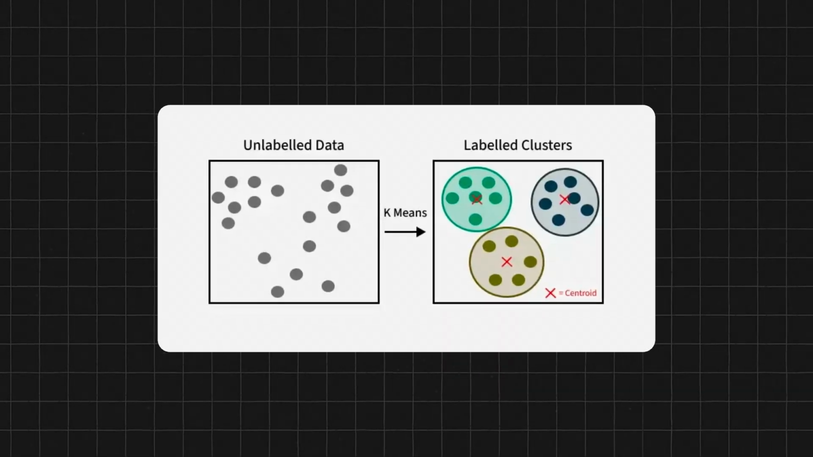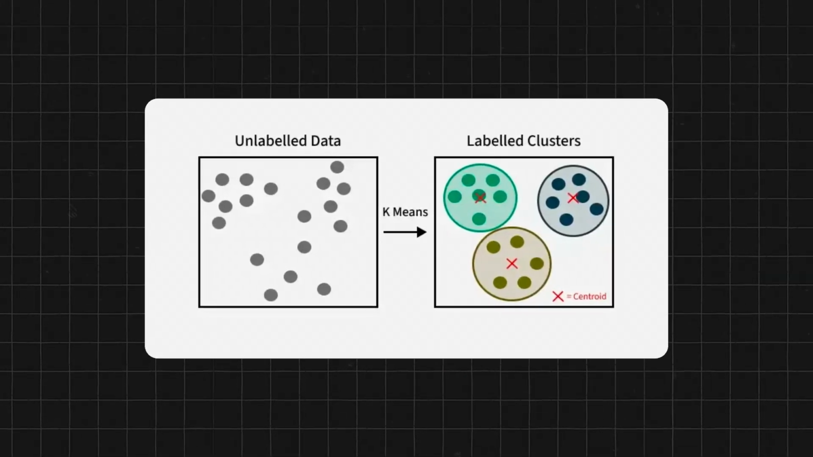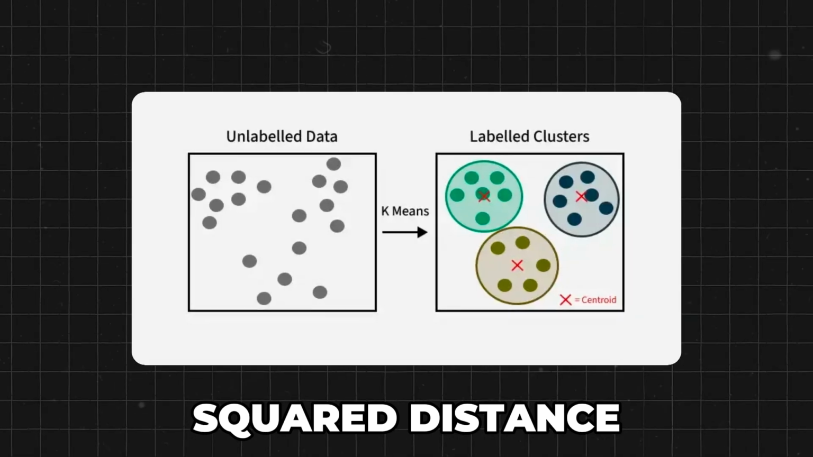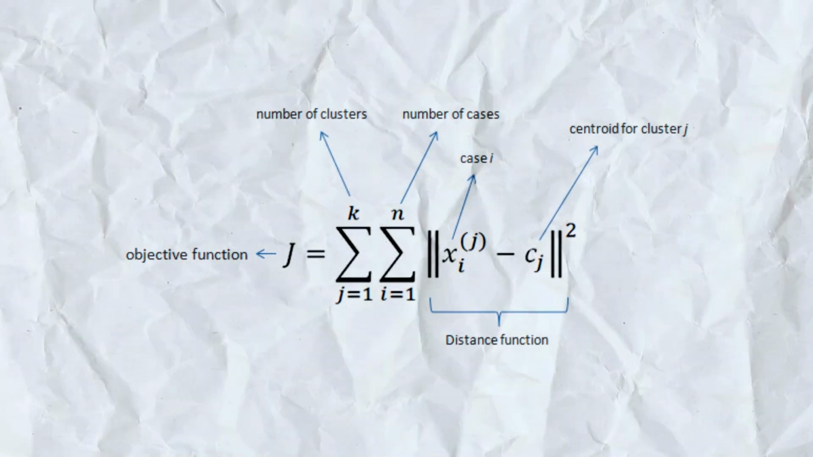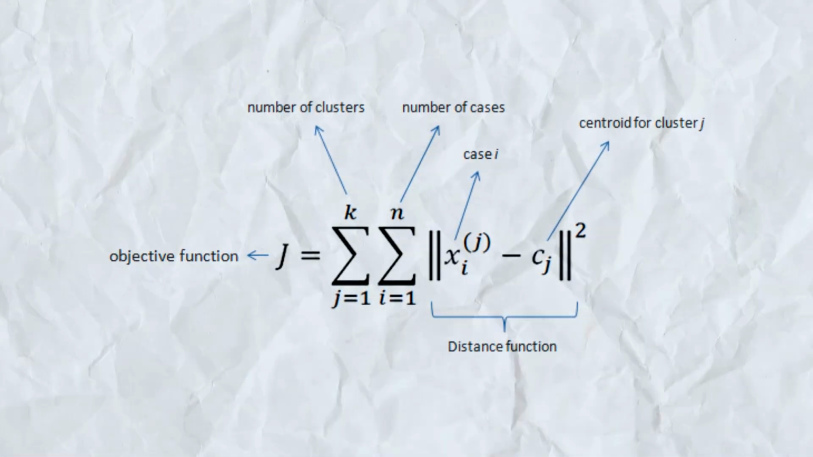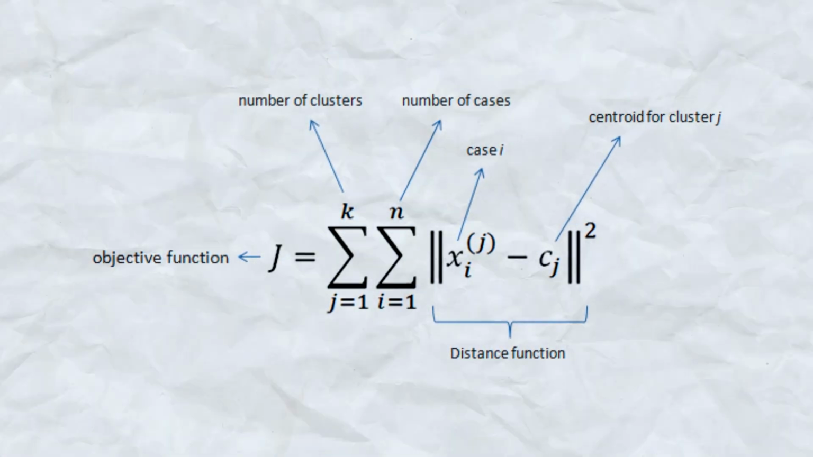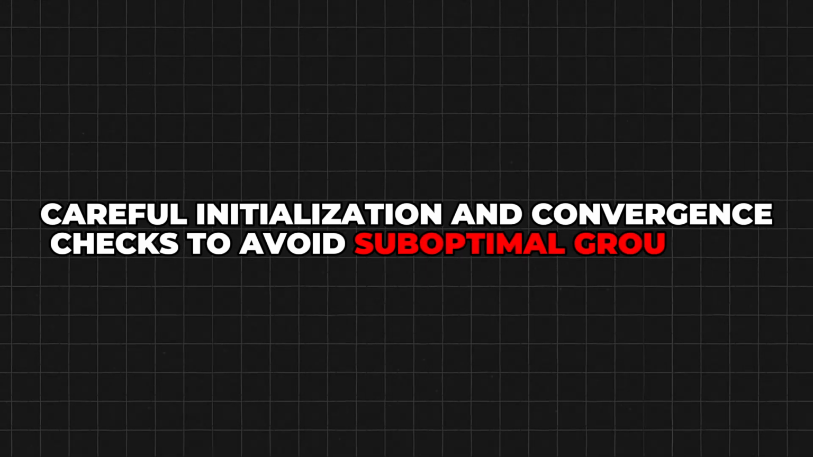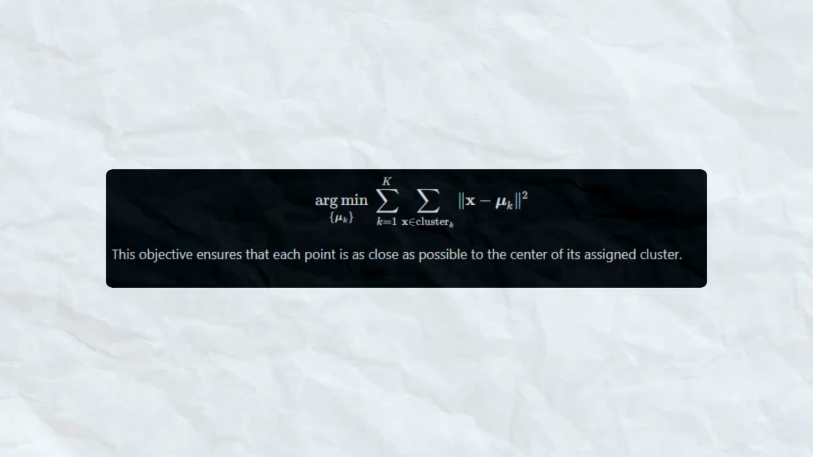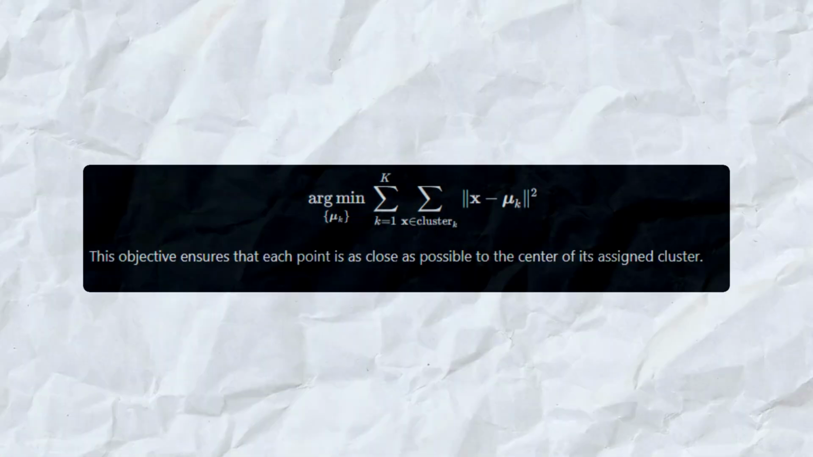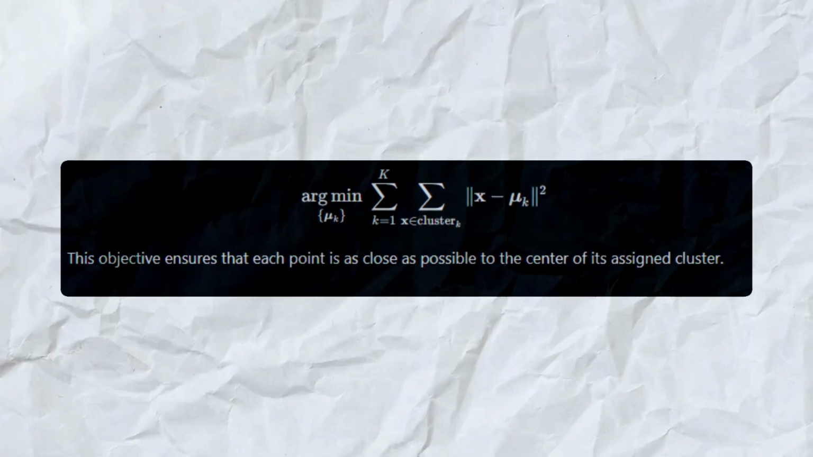The central mathematical objective is to reduce the total squared distance between points and centroids. Even though this single formula is simple, the iterative process behind it requires careful initialization and convergence checks to avoid suboptimal groupings. This objective ensures that each point is as close as possible to the center of its assigned cluster.